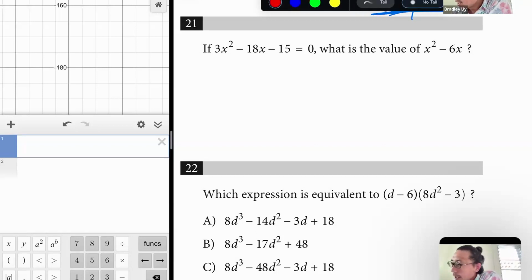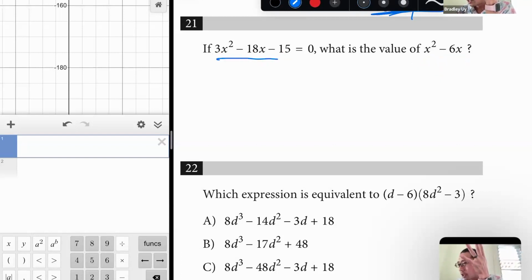The thing to realize with this question is we have x squared minus 6x, and we're asked to find the value of x squared minus 6x. Typically, this requires us to find a value of x first, then plug it in. However, there's some connection between x squared minus 6x and 3x squared minus 18x. If you look at all these numbers, the clue is they're all divisible by 3.